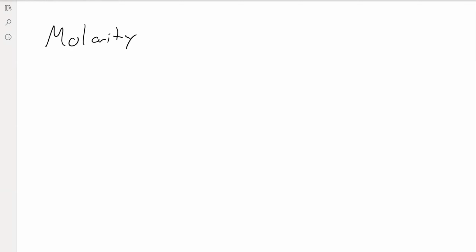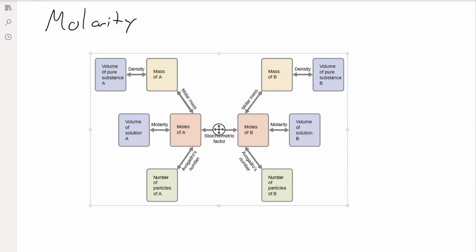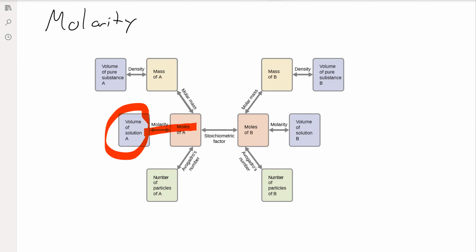All right, but our compounds don't always come in pure substances. Sometimes they come in solutions. And when we have stuff in solutions, in order to get to our moles of A, we need to use the molarity of the compound. So again, looking at your chart here, we could go, for example, volume of solution A, use the molarity to get to moles of A, go over to moles of B, and then maybe finally the volume of solution B.